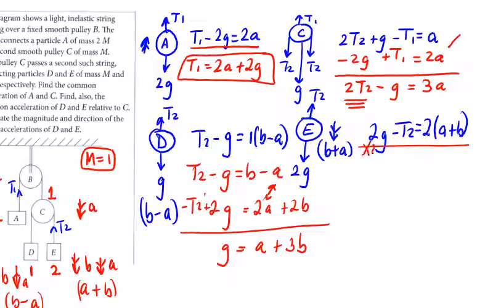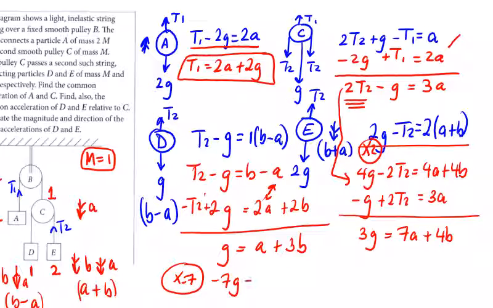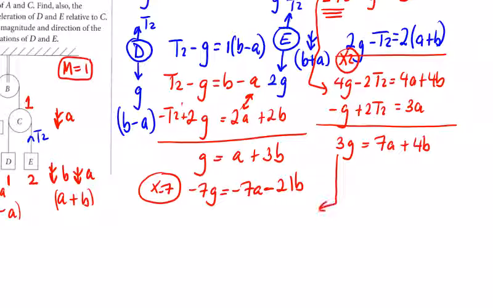If I multiply this one by 2, I'm going to get 4g minus 2T2 is equal to 4 times a plus b. And if I write this one down underneath, I can write minus g plus 2T2 is equal to 3a. So I'm going to get 3g is equal to 7a plus 4b. And I can multiply this one by 7, or minus 7, minus 7g is equal to minus 7a minus 21b, so we're going to get rid of our 7a's.